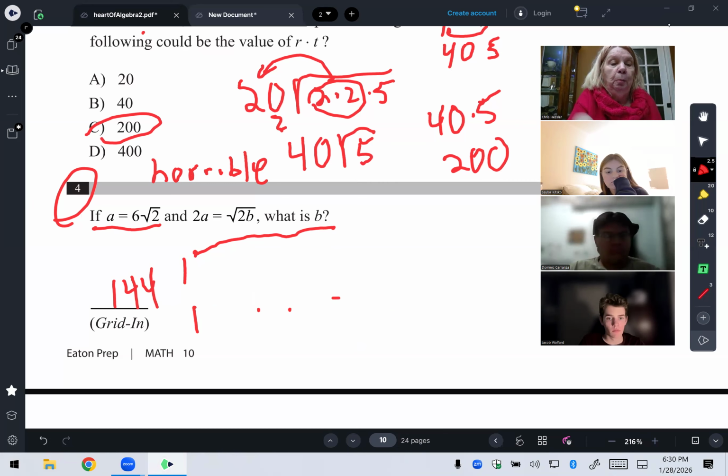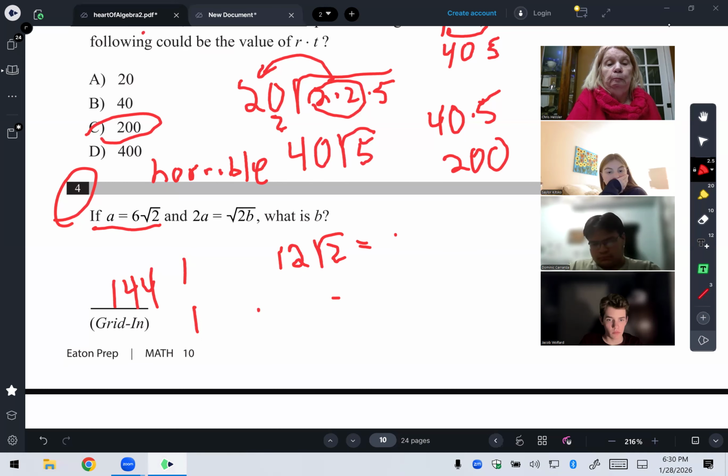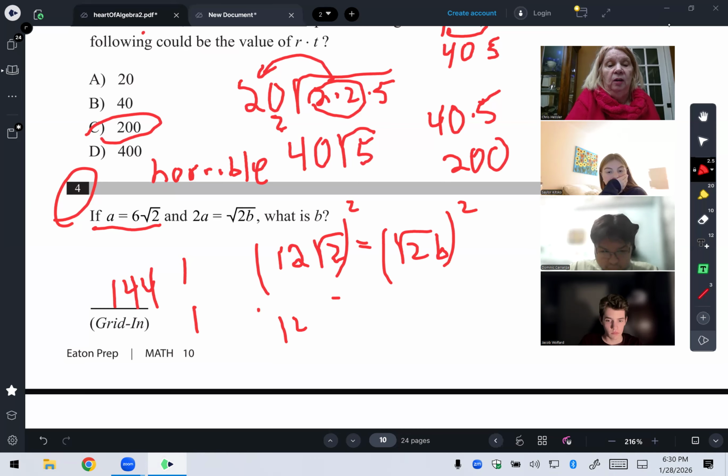Okay, so we're going to start the same way she does it. We have 2A is 12 square root of 2, equals the square root of 2b. Now I just square both sides. Square that, and square everything over there. So we'll get 144 times 2, equals 2 times b. Or no, sorry, 2 times b.